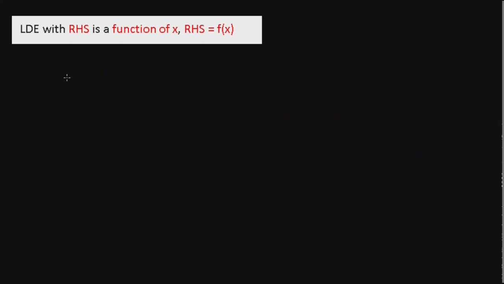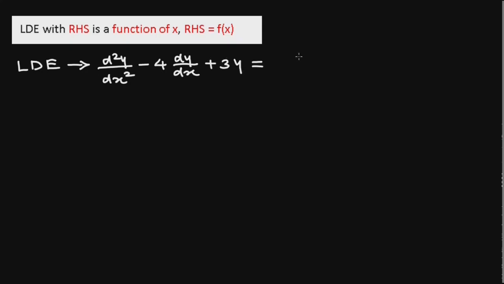Let us solve another linear differential equation whose right hand side is a function of x. d2y upon dx square minus 4 dy by dx plus 3y equals e raised to 2x. Here the right hand side, e raised to 2x, is a function of x. This LDE in terms of D will be D square minus 4D plus 3 times y equals e raised to 2x.